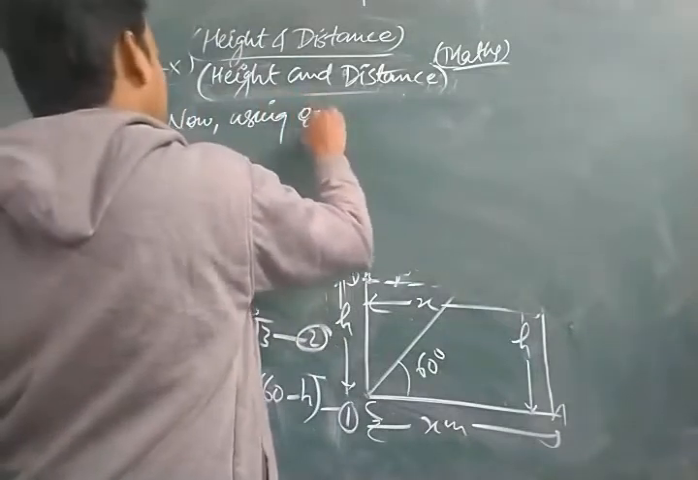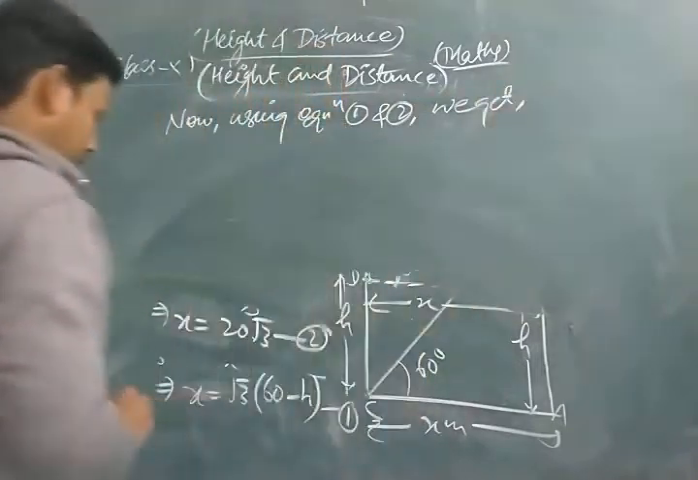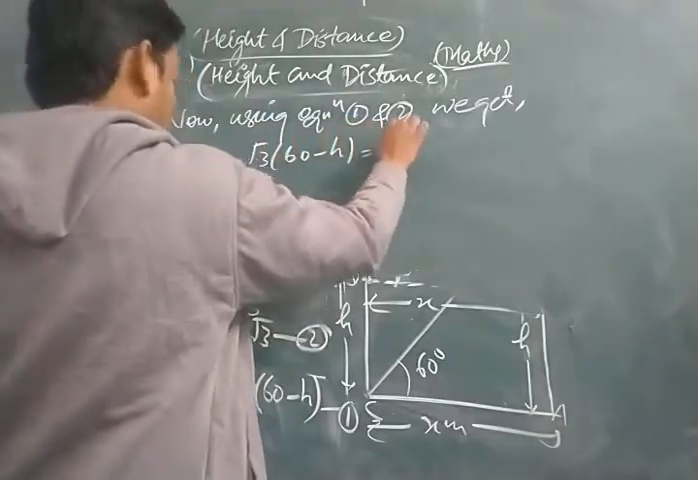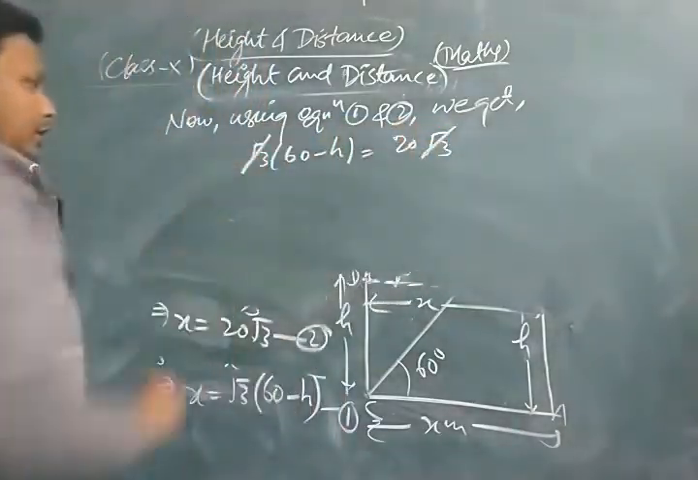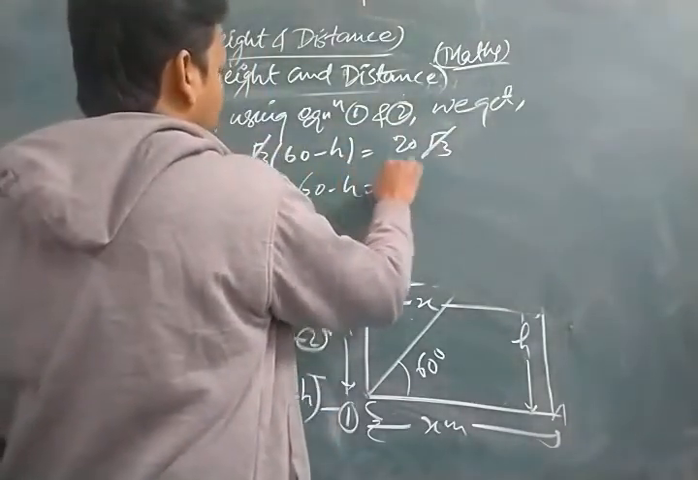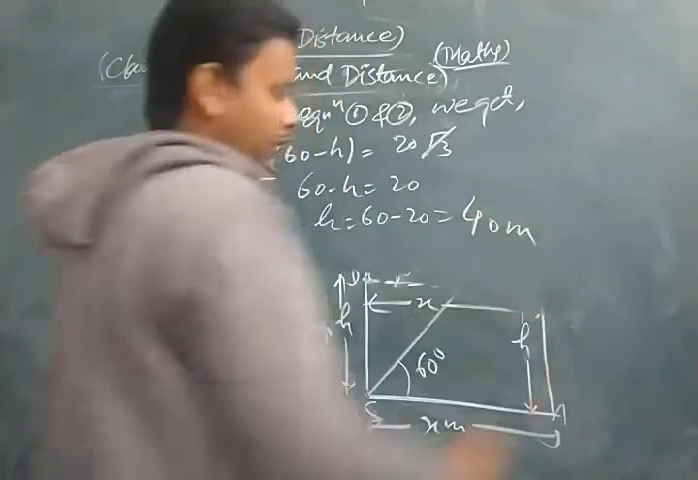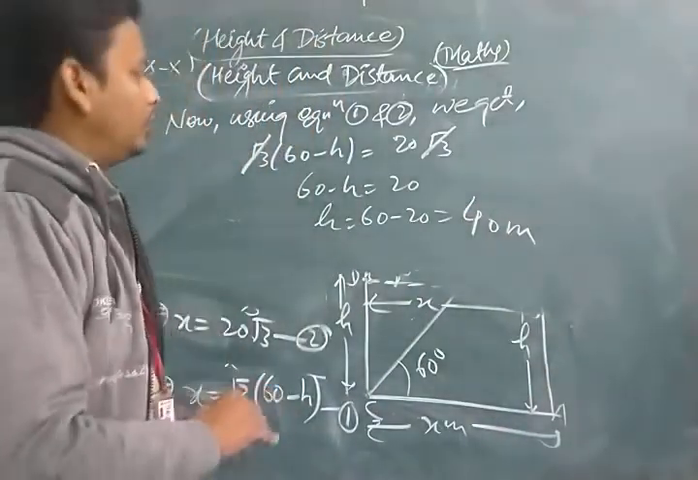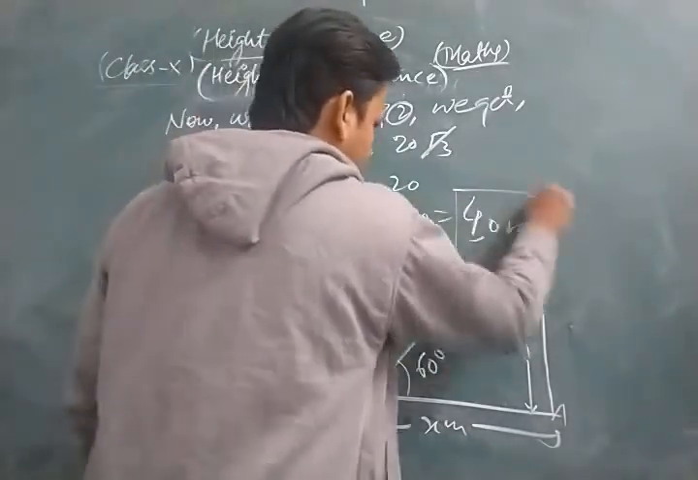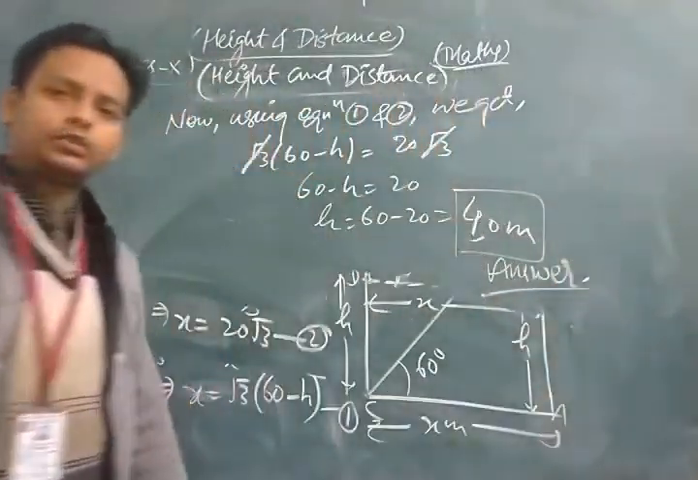Now using equations 1 and 2 we eliminate the value of X. We get root 3 into (60 minus H) equal to 20 root 3. Root 3 cancels on both sides. Now 60 minus H is equal to 20, so H is equal to 60 minus 20, that is 40 meters. This is the required solution of the given question.